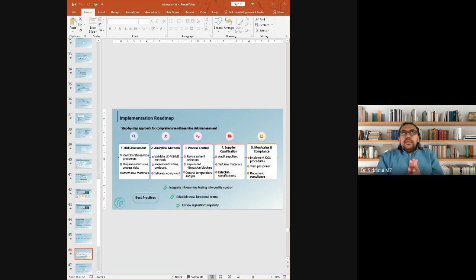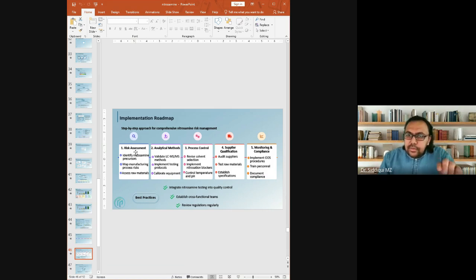So what could be the implementation roadmap? This is the step-by-step approach which we can use for the comprehensive mitigation of nitrosamine impurities, or at least the risk assessment for the nitrosamine impurities. The first is the risk assessment. Second is analytical methods, process control, supplier qualification, monitoring, and compliance. So prevention is more effective than correction. Regulatory expectations continue to evolve.